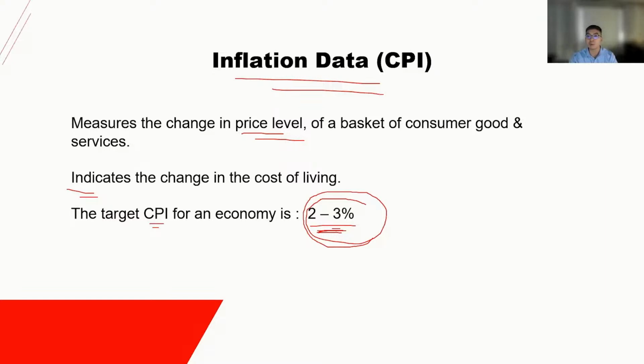The CPI calculates the average price of goods and services, including food, housing, energy, healthcare, and transportation.